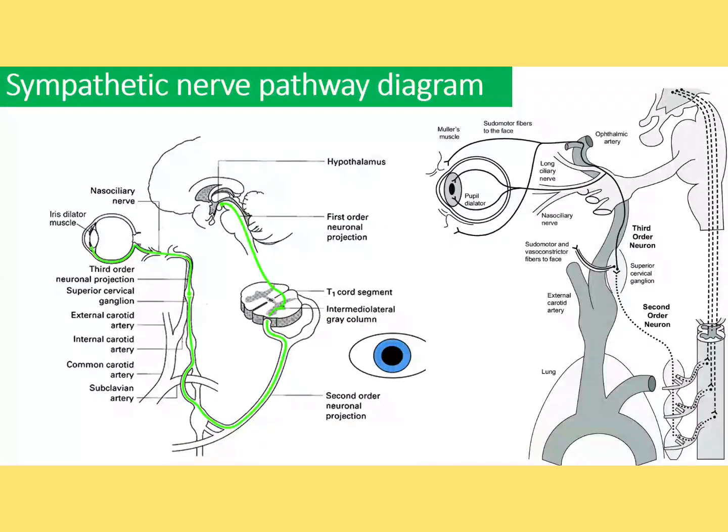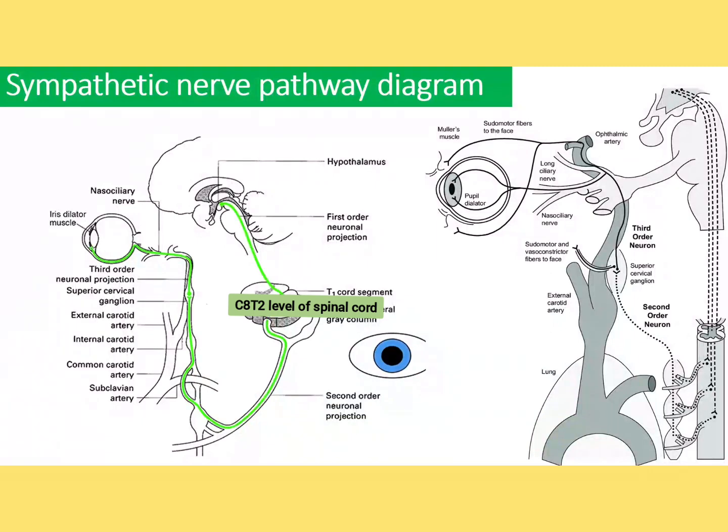Okay. So to understand the pathophysiology of Horner syndrome, we should have a basic idea about the sympathetic nerve pathway diagram. There are three kinds of nerves taking part in it: the first order neuron, second order neuron, and third order neuron. The first order neuron starts from the hypothalamus. The hypothalamus is present at the center of the brain, and from there the first order neuron goes through the brainstem, through the midbrain, pons, and medulla oblongata. Then ultimately it reaches the intermediolateral gray column at the C8-T2 level of the spinal cord.